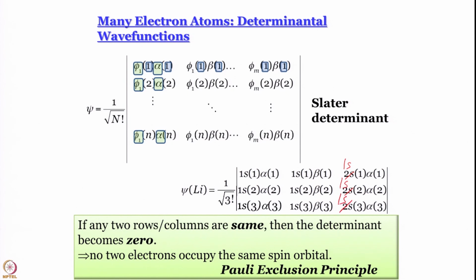Okay. Now what has happened? This 1s1 alpha 1, 1s2 alpha 2, 1s3 alpha 3 is exactly the same as the first column. So, the two columns are same, therefore, the determinant is 0. So, here we have shown that even for lithium the Pauli exclusion principle follows very nicely from this sixth postulate of quantum mechanics. So, we have learned Slater determinant and we have learned how to express the wave function of the ground state of helium and lithium using Slater determinants.